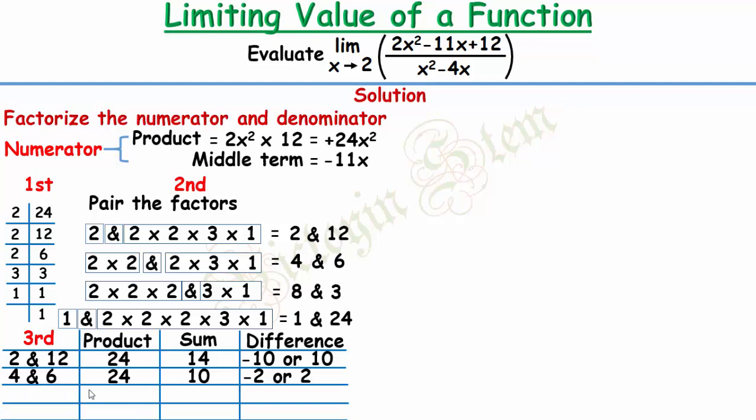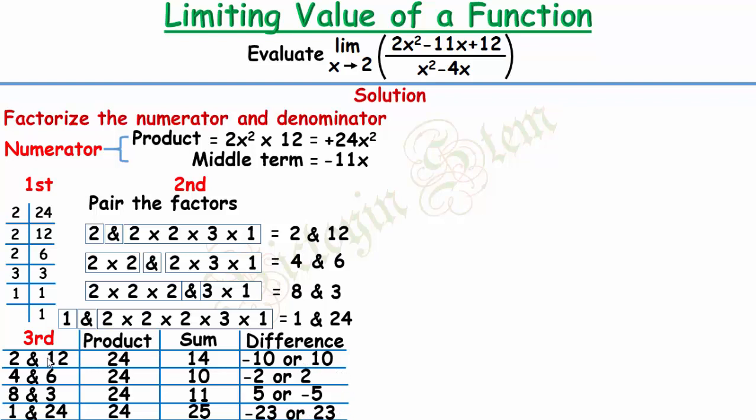I pick the next pair, 8 and 3, which gives 24. The product is 24, the sum is 11, and the difference is 5 or minus 5. 8 minus 3 is 5, 3 minus 8 is minus 5. And then I pick the last pair, 1 and 24. The product is 24, the sum is 25, the difference is minus 23 or plus 23.